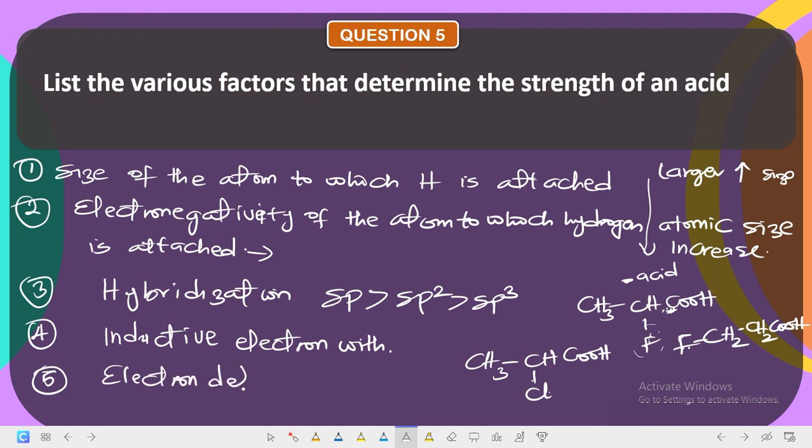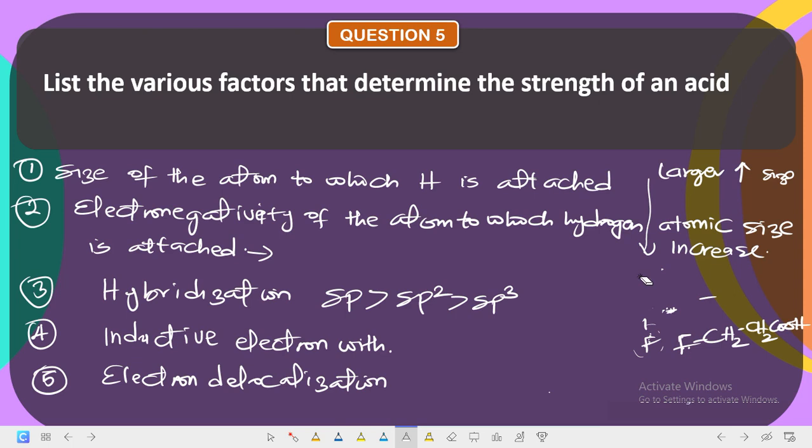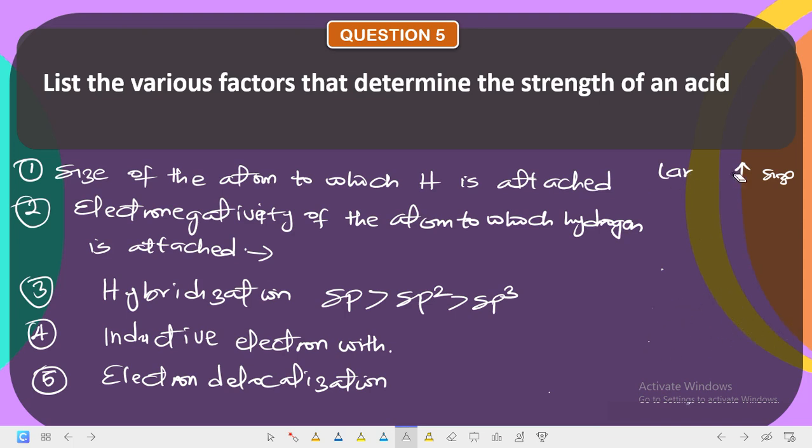Electron delocalization. Now, do you know that alcohols also have some acidic properties, but they are not as acidic as carboxylic acids? Why? Because of the electron delocalization present in carboxylic acid as opposed to that present in alcohol.